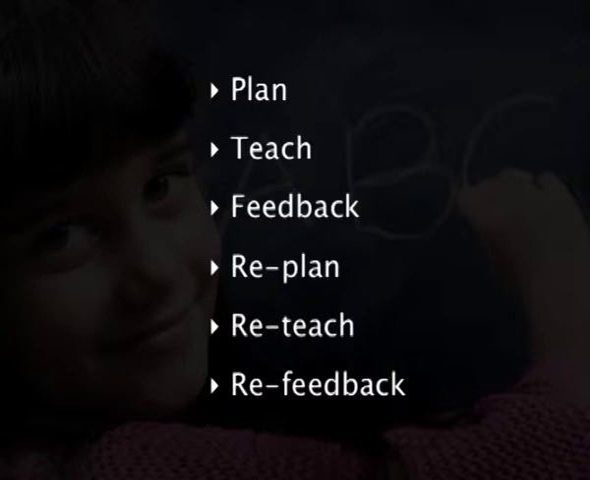Let us see in detail what the cyclical model comprises of. There are 6 steps that are involved in the micro-teaching cycle. They are plan, teach, feedback, replan, reteach and refeedback.